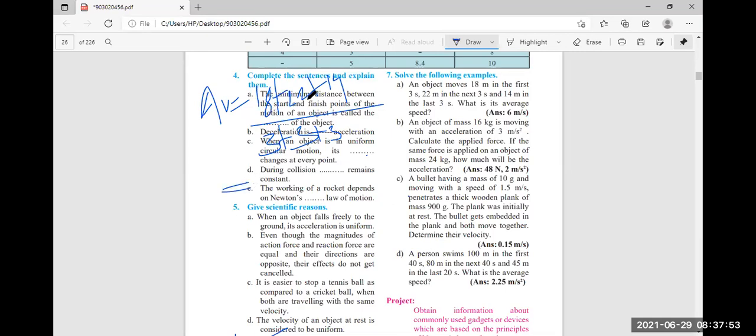Then 18 plus 22 plus 14. When you add this, 18 plus 22 is 40, and 40 plus 14 is 54. And 3 plus 3 plus 3 is 9, the addition I am saying. So 54 divided by 9. 9 sixes are 54. Yes, sir. Okay, now we'll see the next problem.